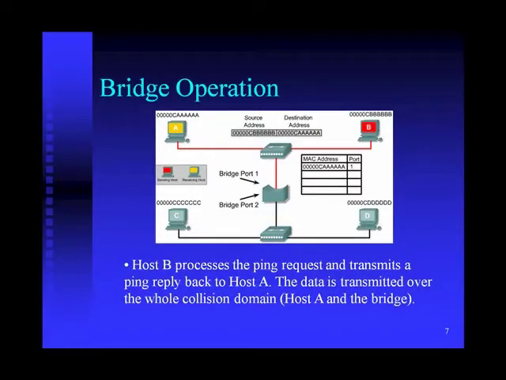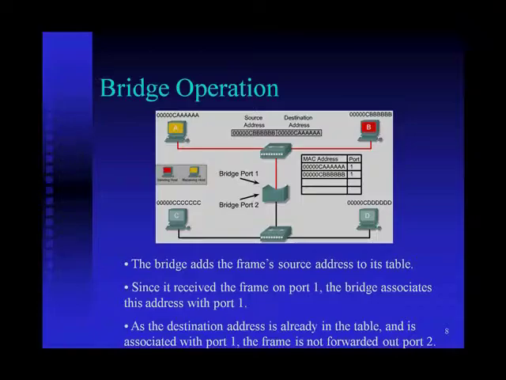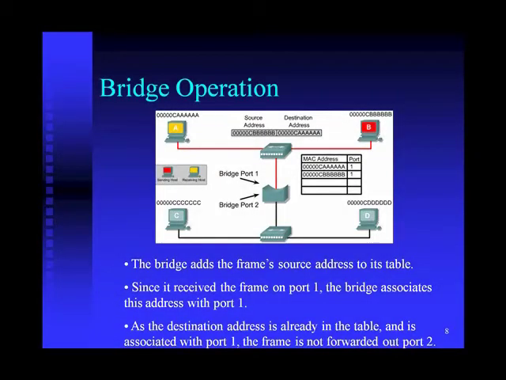Host B processes the ping request and transmits a ping reply back to host A. The data is transmitted over the whole collision domain again, to host A and the bridge. The bridge adds the frame source address to its table now because it knows it came from host B, so it puts host B's MAC address into the table and associates it with port 1. As the destination address is already in the table, associated with port 1, the frame is not forwarded out port 2. So let's review what happened again.